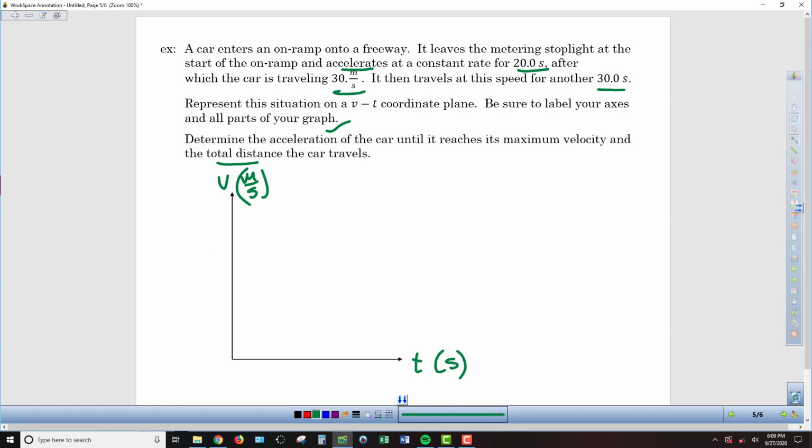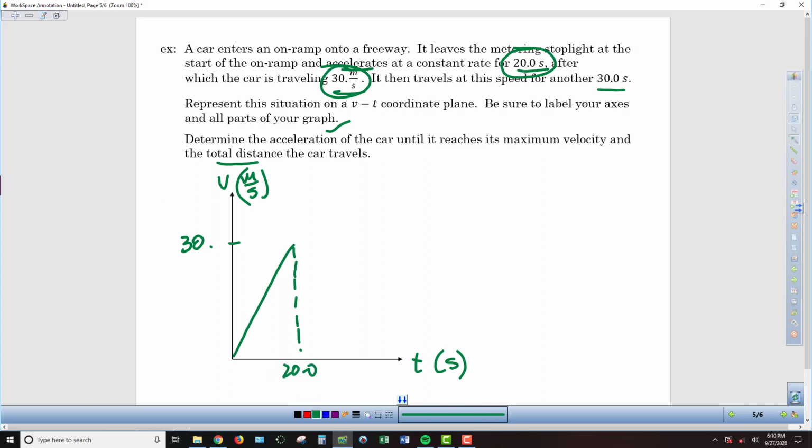And so if we go back to that information, we have constant acceleration for 20 seconds until we reach a speed of 30 meters per second. So that means I'm going to have a diagonal straight line representing that change in velocity. So up here I can label this as my 30 meters per second, and that's going to happen over a period of 20 seconds.